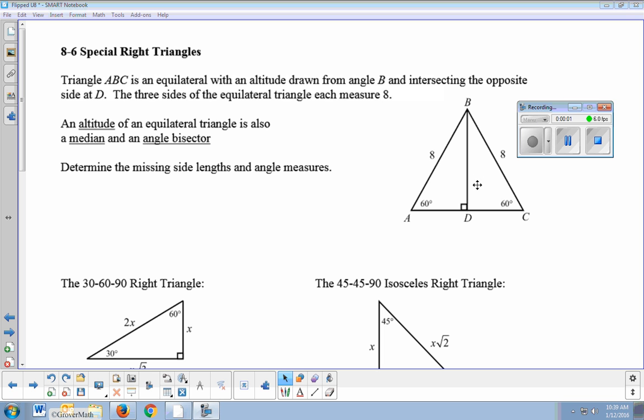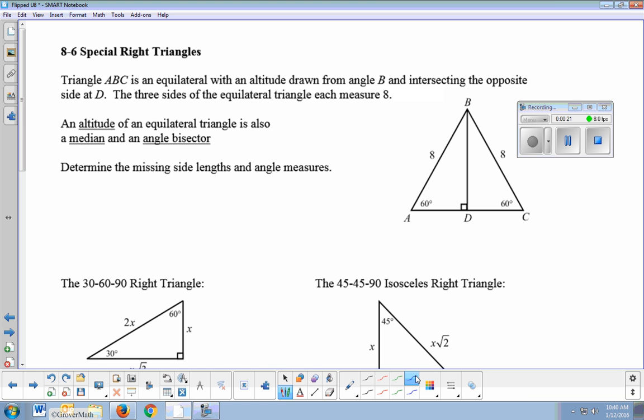Geometry Unit 8, Section 6, Special Right Triangles. Triangle ABC is an equilateral triangle with an altitude drawn from angle B and intersecting the opposite side at point D. The three sides of the equilateral triangle each measure 8.